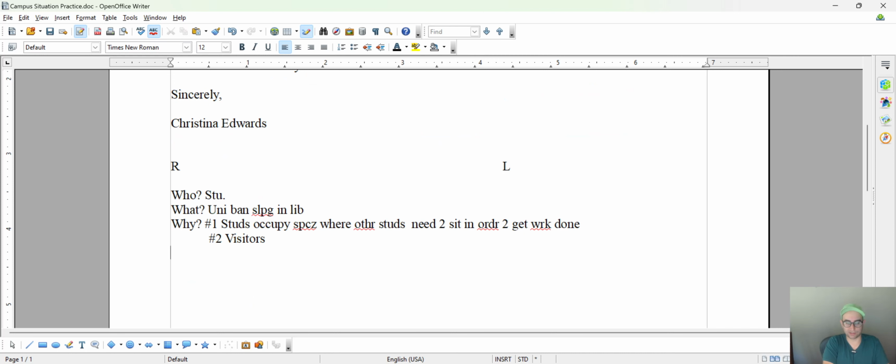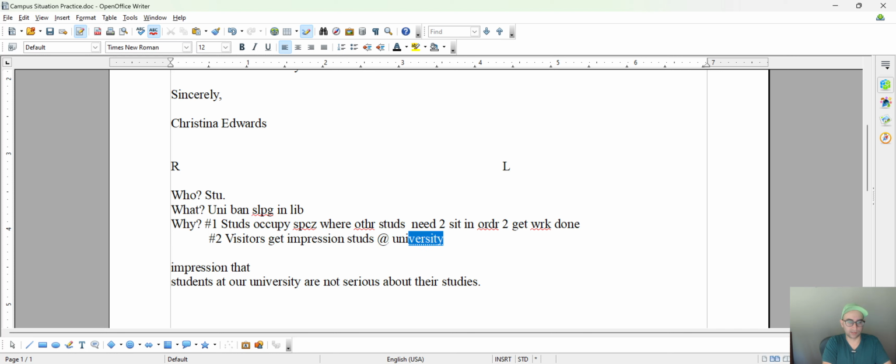So what we could do is say visitors, okay? Visitors, always have your subject verb object agreement. So visitors, what will they do? What will happen to them? In this case, it's like, what are they gonna do? They're gonna get the impression. So visitors, and sometimes you could kind of paraphrase this to make sense of the grammar: get impression that students at our university are not serious about their studies.